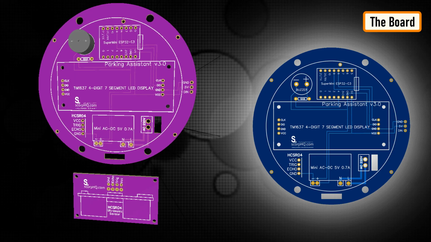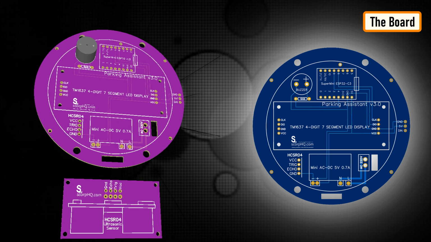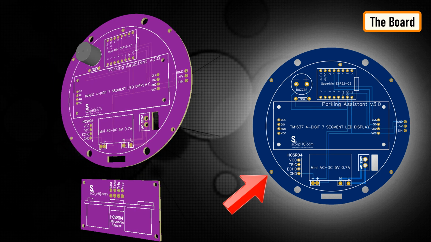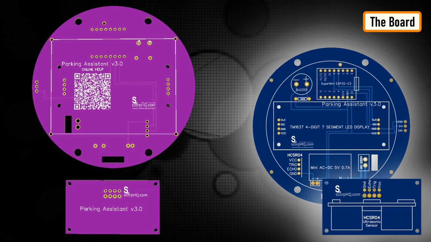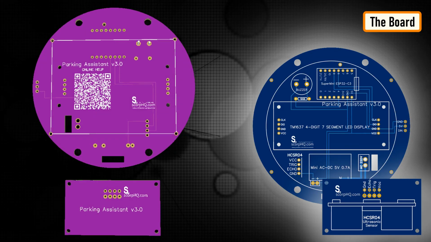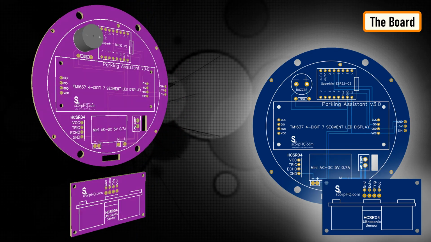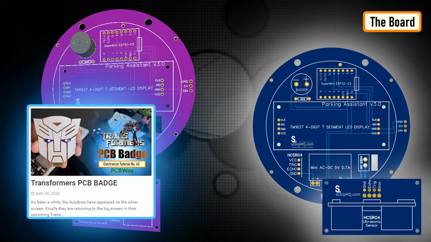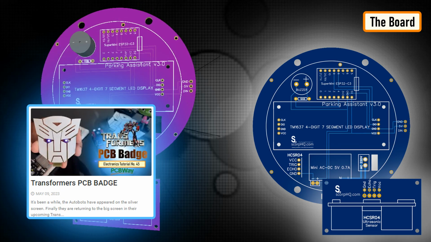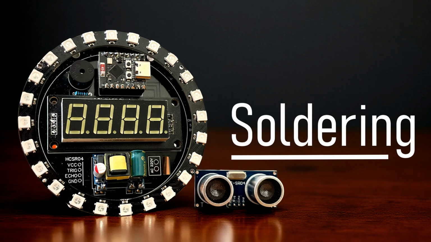This is the 2D and 3D representation of my board. Initially, I designed it with just the circular PCB, but in the final iteration, I incorporated an additional PCB dedicated to the ultrasonic sensor. If you'd like to get started with the PCB design, I have a step-by-step guide in tutorial number 45, Transformer PCB Badge. The link is in the description below.